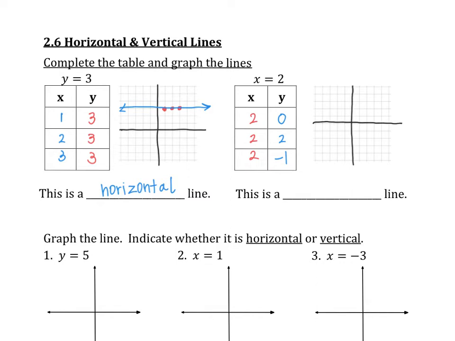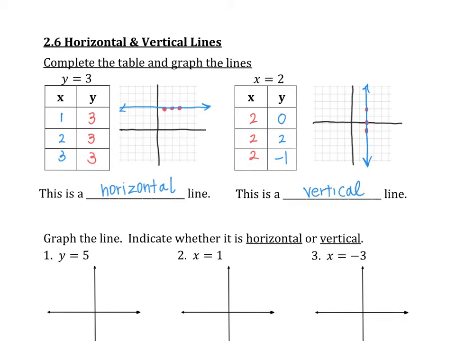Let's try to graph this. The first point I have in my table is 2, 0. So x is 2, y is 0. So right here. Next one is 2, 2. So x is 2, y is 2. Then my last point is 2, -1. So 2, -1 is down here. You might have different points than me, that's okay, but our line will be the same. So we should have this same line. It happens to be a vertical line because it is going straight up and down.